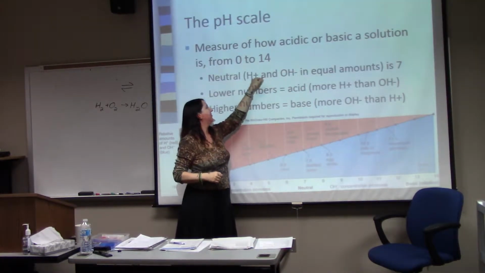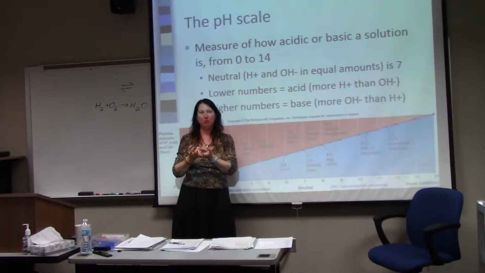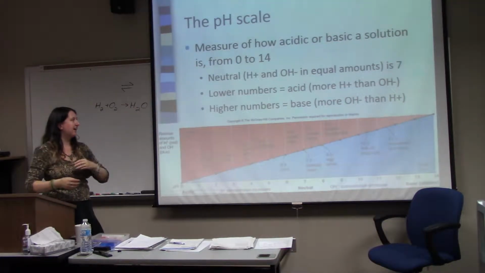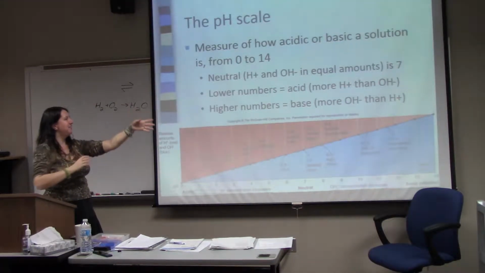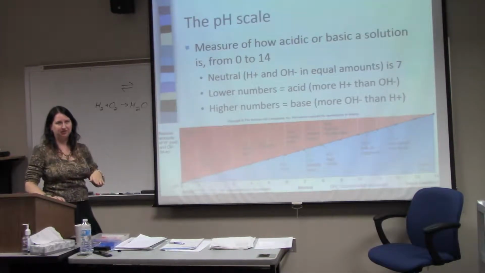Water: 2 hydrogens, 1 oxygen. You put an H and an OH together, you get water. And that's one of the products you would get in your exchange reaction. So at 7, pure water is a thing that's truly neutral.